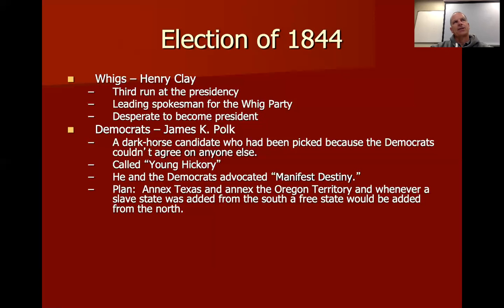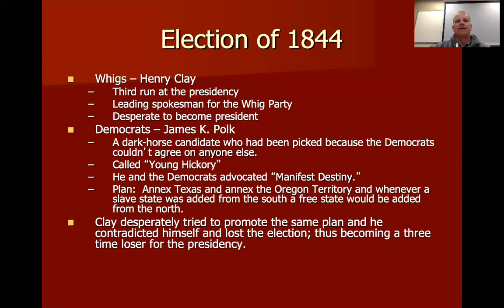And here's his rationale, that whenever we add a state from the Texas Territory, we'll match it up with a state from the Oregon Territory, and we'll keep the balance between the free and slave states. So it would take care of that problem. Well, people started buying into his plan, and people were excited about it. So much so that Henry Clay said, yeah, if I were president, I would do the same thing. I would annex Texas and the Oregon Territory.